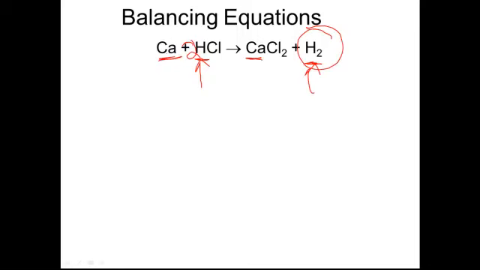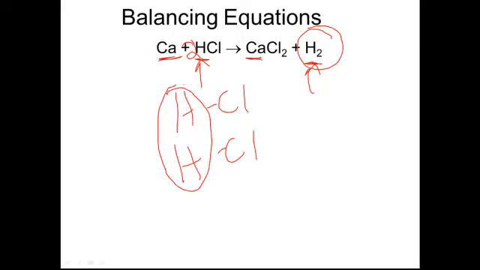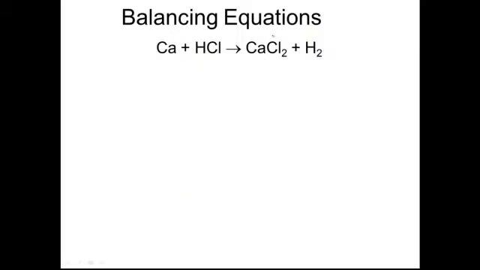Now, when we write 2 HCl, what that means is we have 2 HCl. So not only do I have 2 hydrogens, I also have 2 chlorines. And how convenient, I've got my 2 chlorines on the left-hand side, and I have 2 chlorines on the right-hand side. So that is a balanced equation. All we had to do is put a 2 right there, and now our equation is balanced.